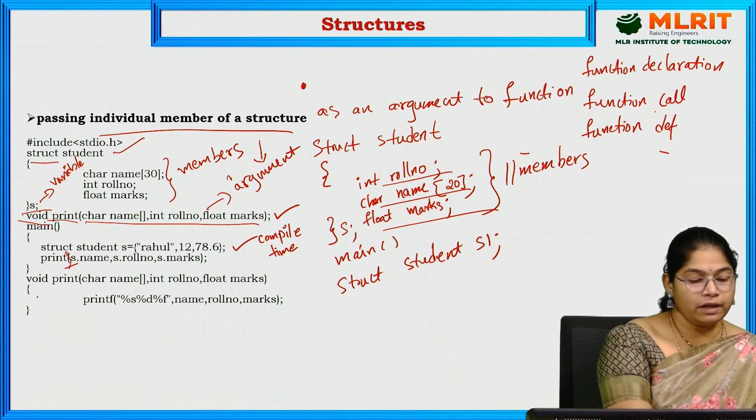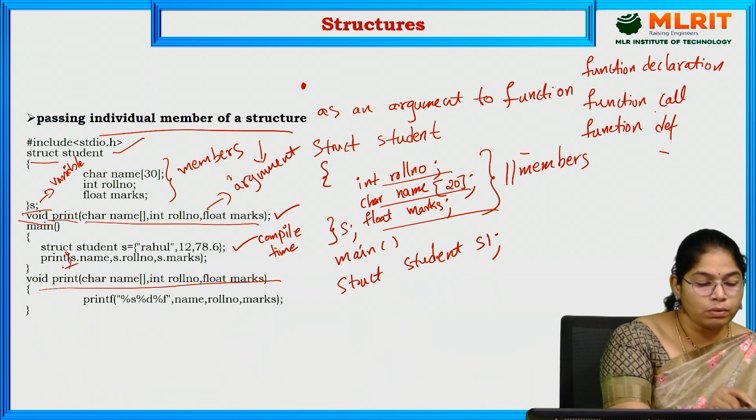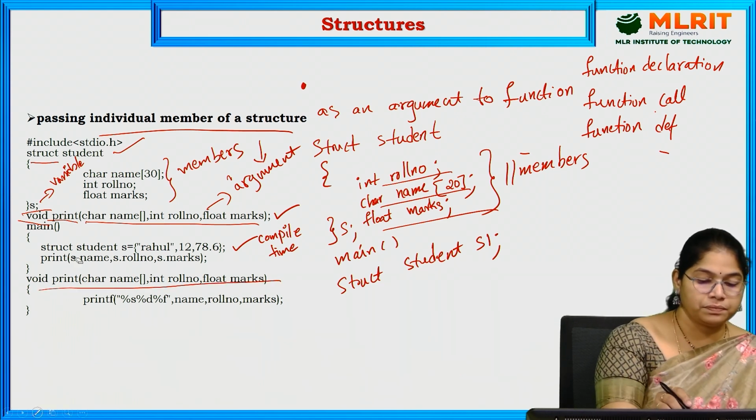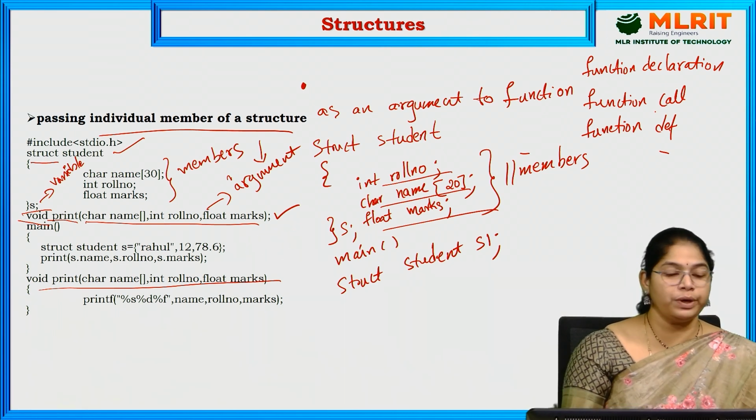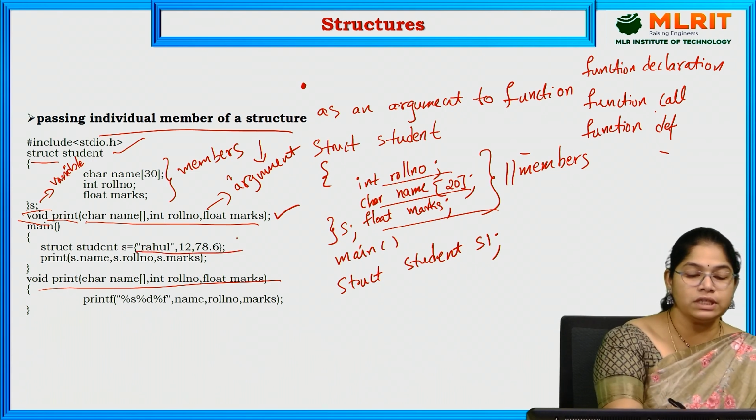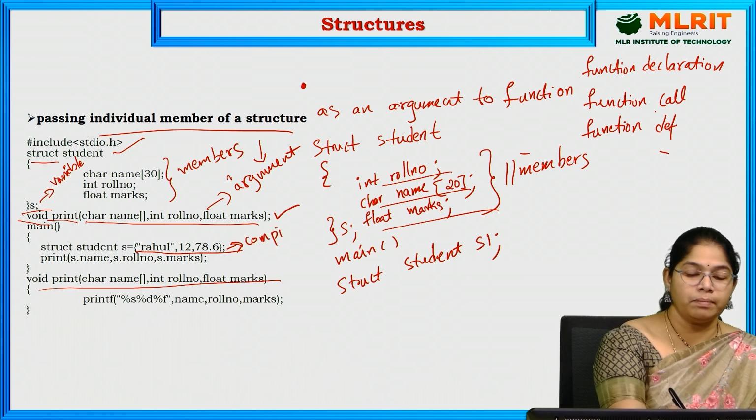So here I have a function definition. Here I have a structure variable called struct student. Here only I provided the values. These are the values which I am providing while I am writing the code. So it becomes a compile time initialization.